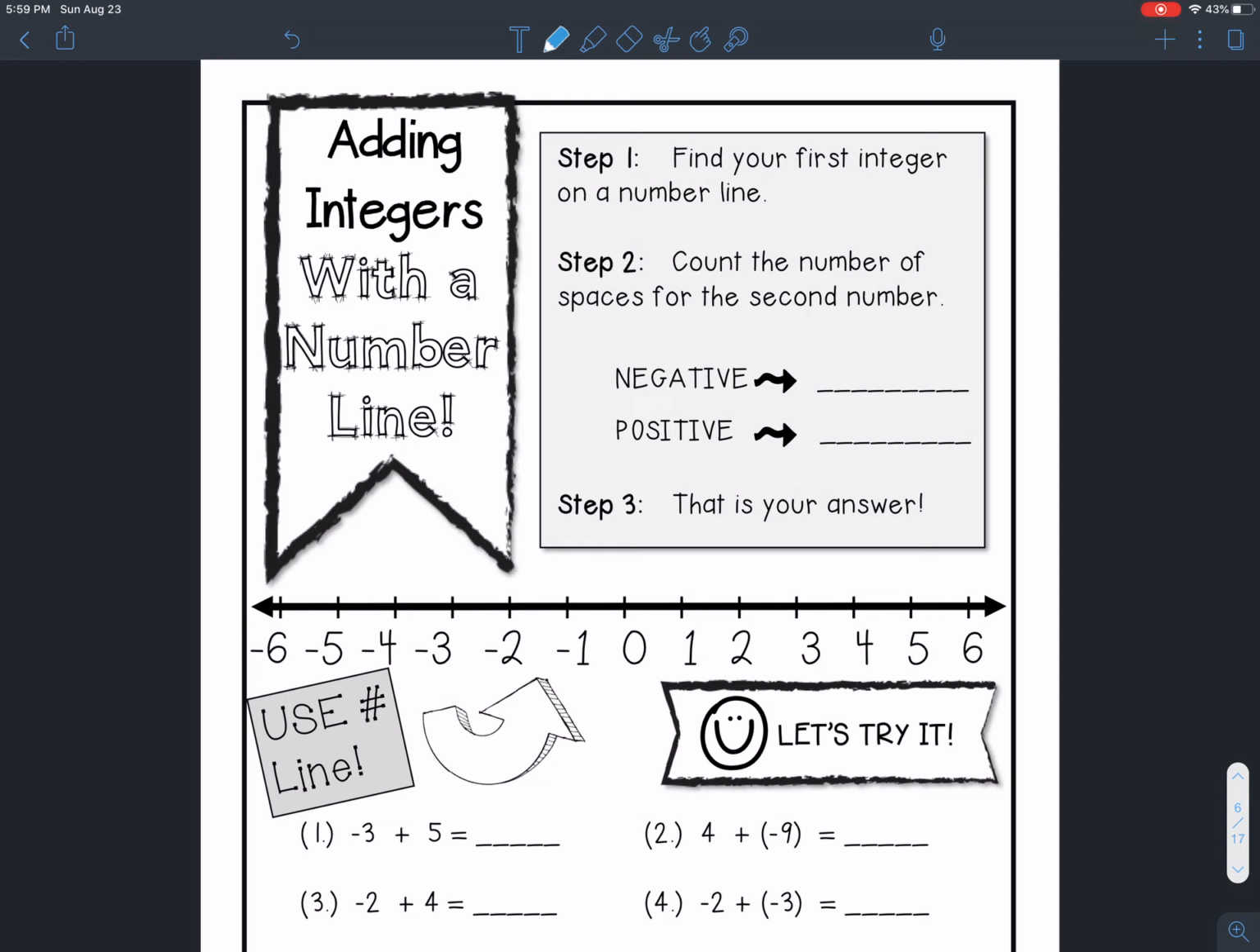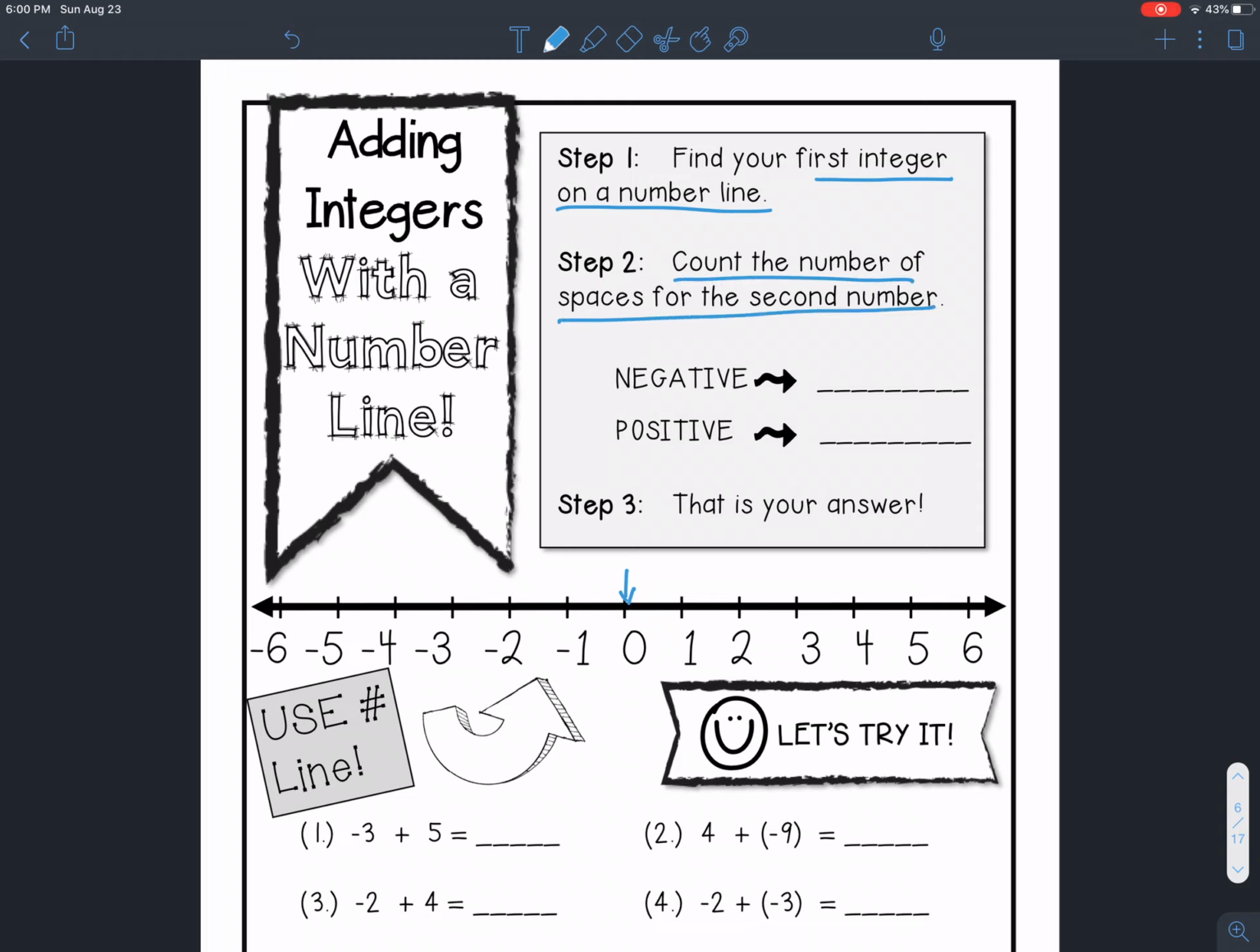We are adding integers with a number line. This is a kind of a continuation of what we've been talking about. The first step, step 0, is we're always going to start at 0. Then the first thing we're going to do is find our first integer. So we're going to move wherever that first integer is. And then we're going to move however the second integer tells us to do.